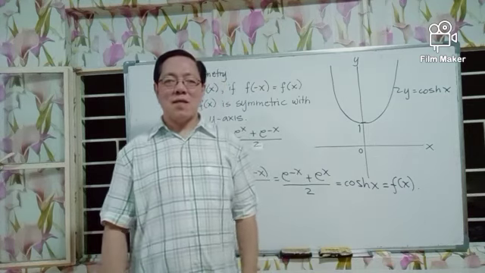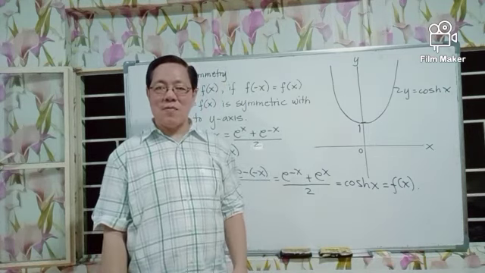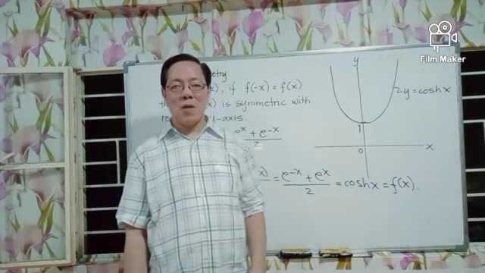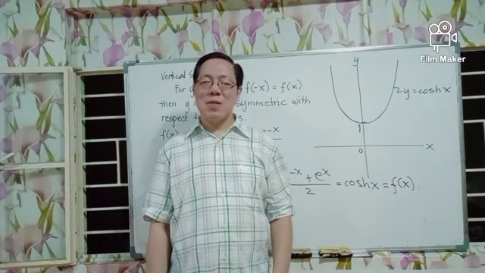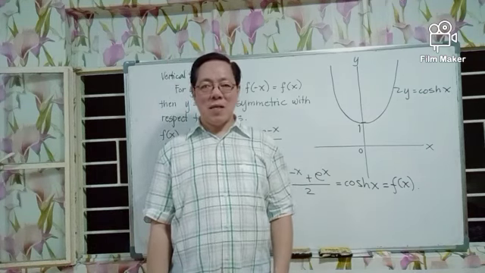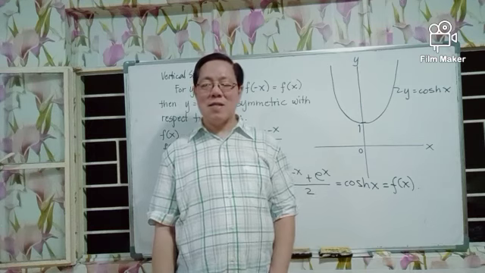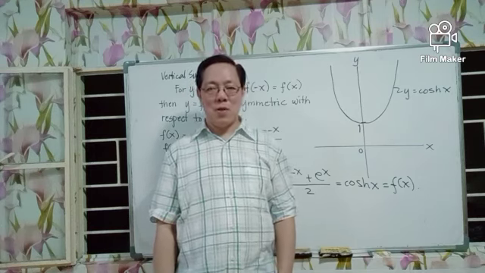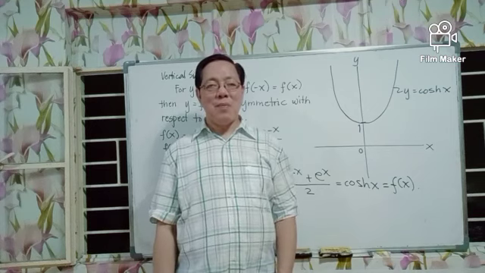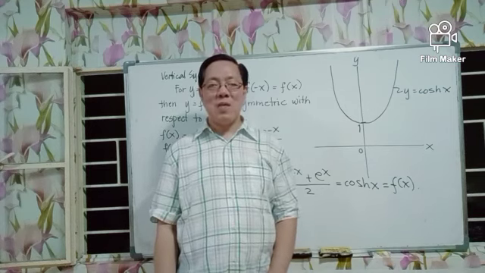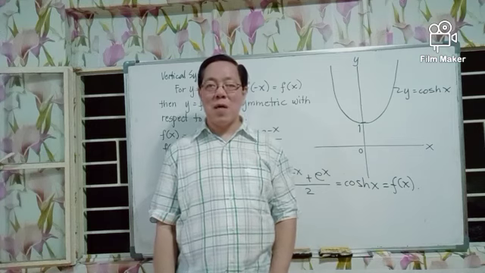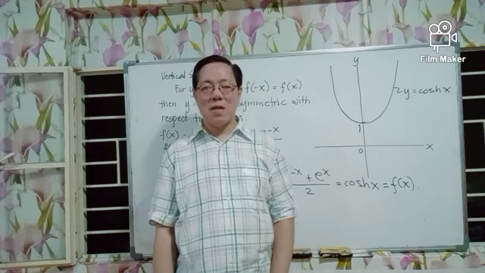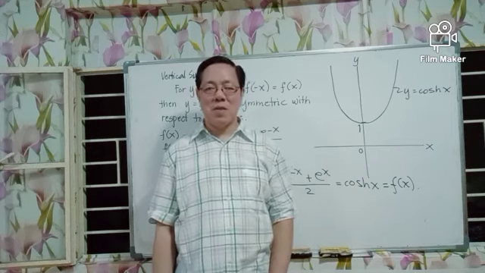Now, to summarize, the hyperbolic cosine of x is defined in terms of the exponential functions e to the x and e to the minus x. In particular, hyperbolic cosine of x is equal to e to the x plus e to the minus x all over 2. And the hyperbolic cosine is defined for every real number. That means the domain of the hyperbolic cosine of x is the set of all real numbers.